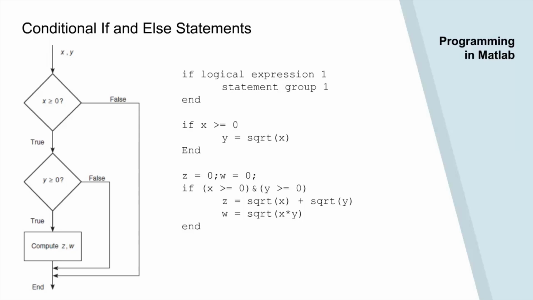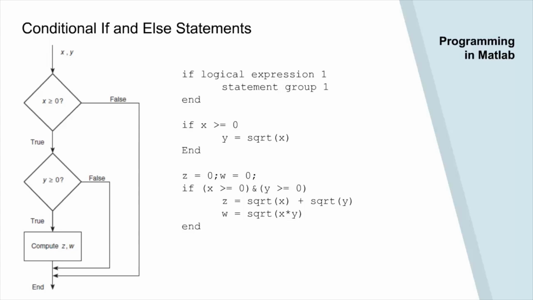In case where input x has a negative value, the program will take no action. The logical expression may also be a compound expression. The statements may be a single command or a series of commands separated by commas or semicolons or on separate lines. For example, if x and y are two inputs and have scalar values, say if x is greater than equal to 0 and if y is greater than equal to 0, then we say z as square root of x plus square root of y and w as square root of x into y.